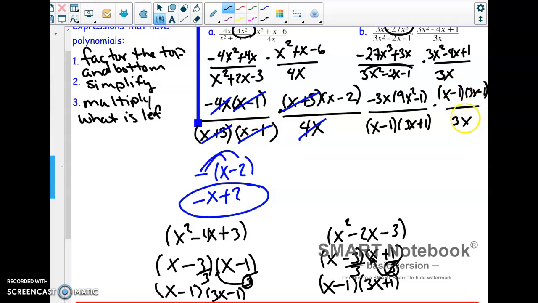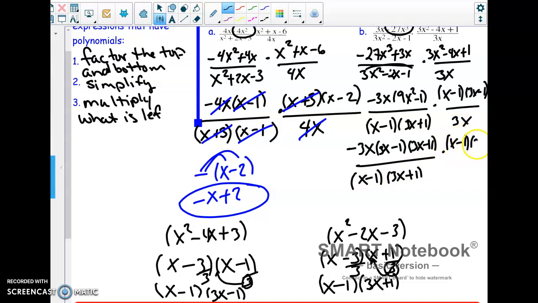Still over 3x. Again, I'm going to cancel, oops, no, I have to do one more factoring. Notice 9x squared minus 1 is the difference of two squares, so we have to do this one more time. So 3x minus 1, 3x plus 1 over x minus 1, and then 3x plus 1 times x minus 1 and then 3x minus 1. Sorry, it ran off the page. I'm running out of room a little bit, guys. All right, and then 3x.